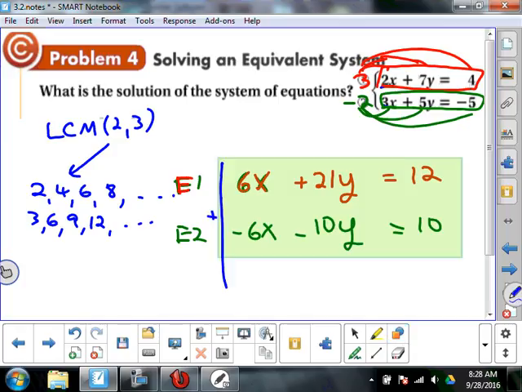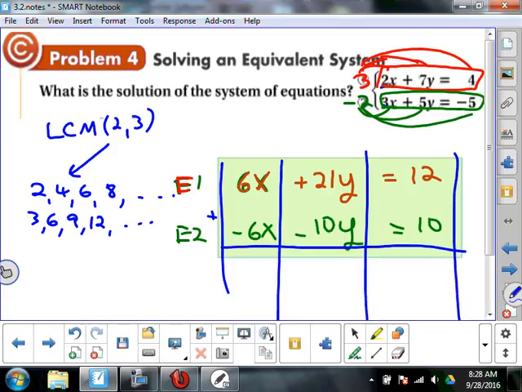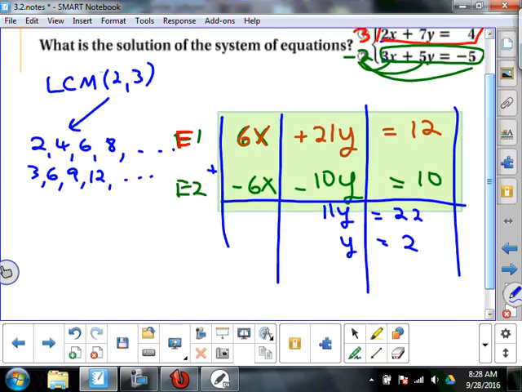Here we go. We add. And so we get, what? 11y equals 22. And so we know that our y value is going to be 2. So thinking about our answer, it's something, 2. How do I find x? Plug it into one of the first. Which one, first or second? Doesn't matter. I'd probably use the first one, because I'm a little bit better at dividing by 2 than I am at dividing by 3, even though 3 is my favorite number.